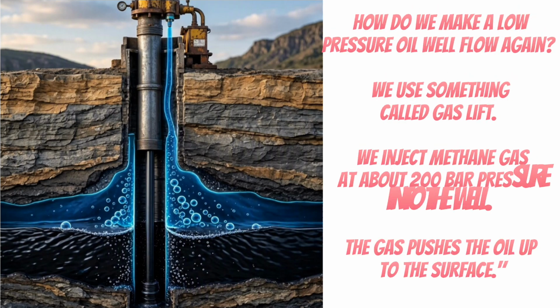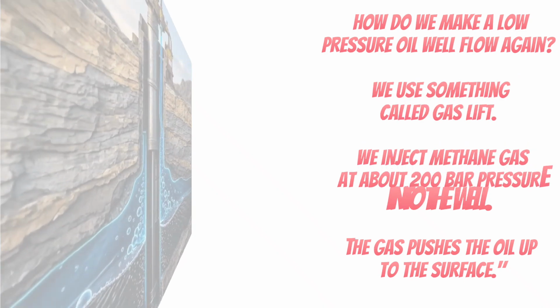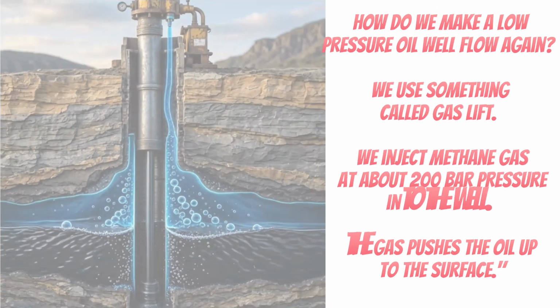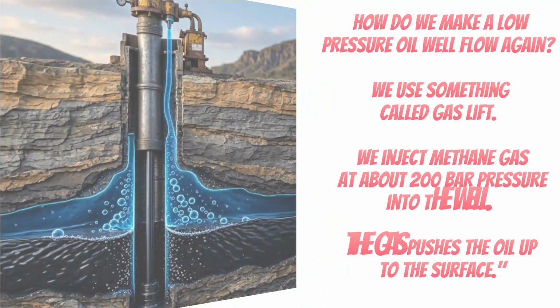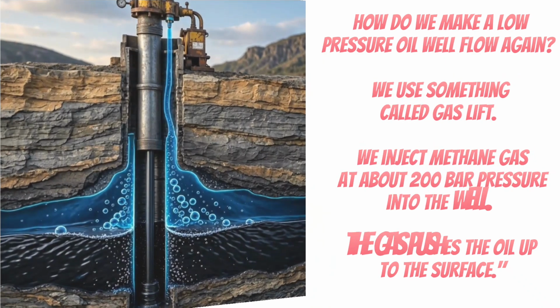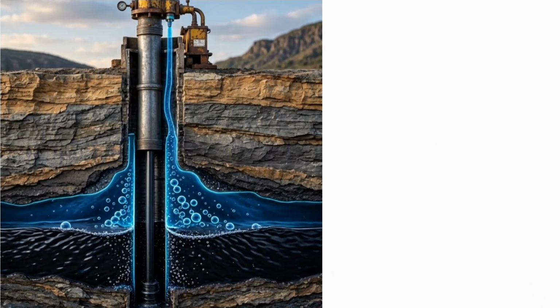How do we make a low-pressure oil well flow again? We use something called gas lift. We inject methane gas at about 200 bar pressure into the well. The gas pushes the oil up to the surface.